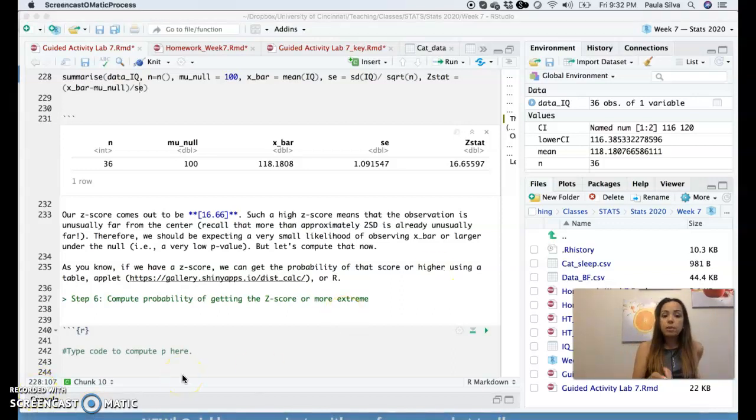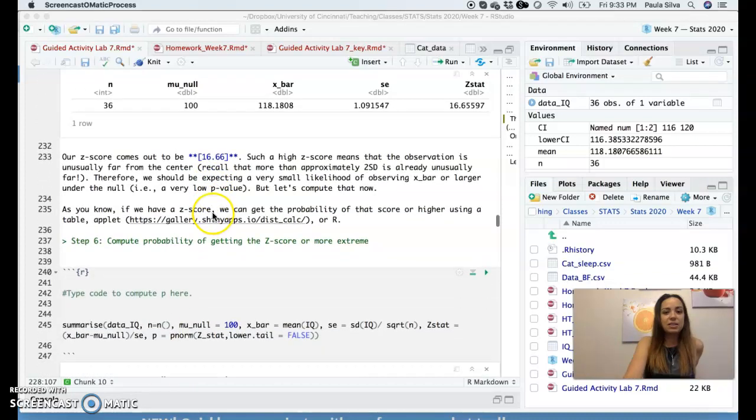Recall that more than approximately 2 standard deviations is already unusually far, because remember, 2 standard deviations above the mean and below the mean has 95% of all of the data, leaving only 2.5% in each tail. So it's not very likely to even have anything above 2 standard deviations. And here we have that score 16 standard errors above the mean.